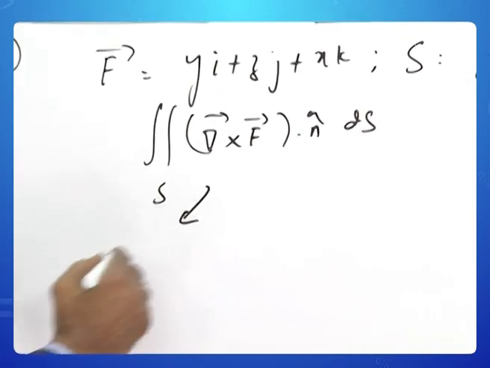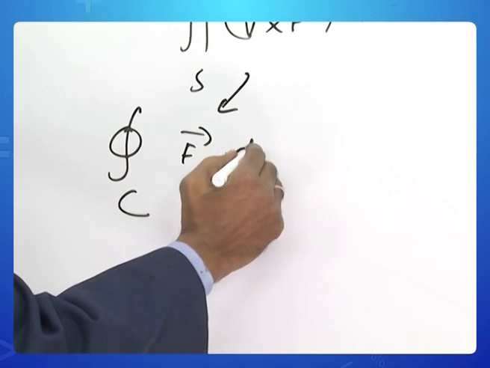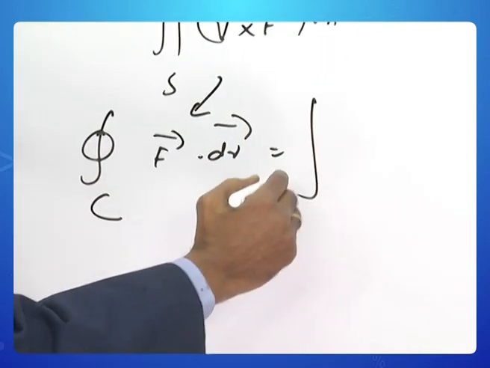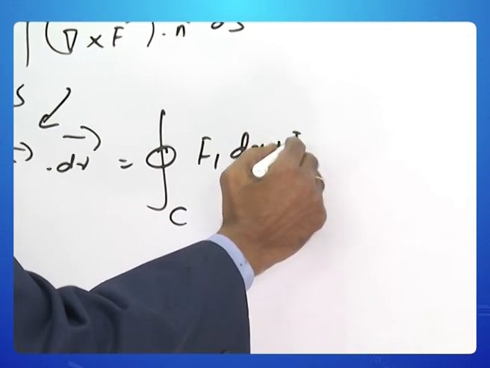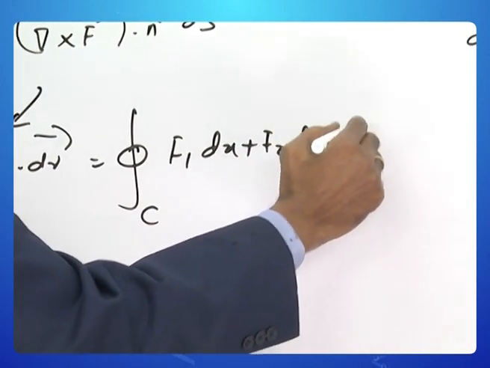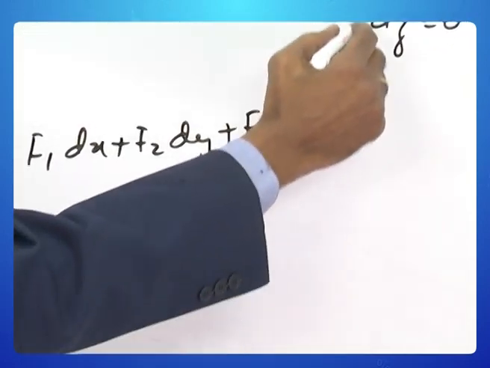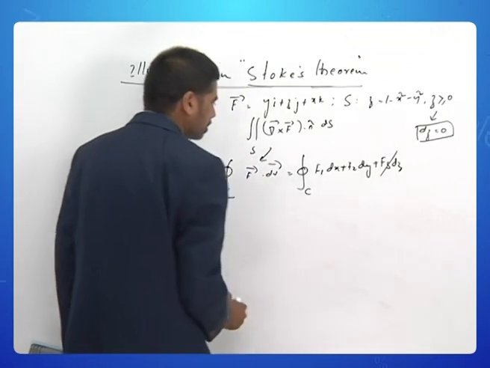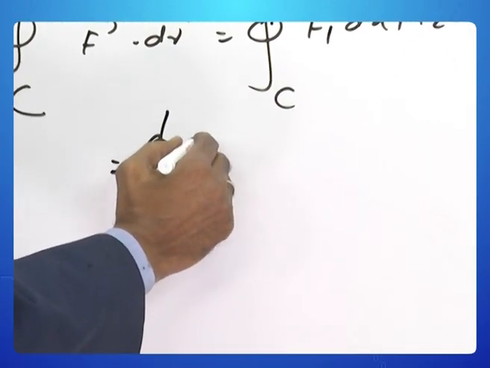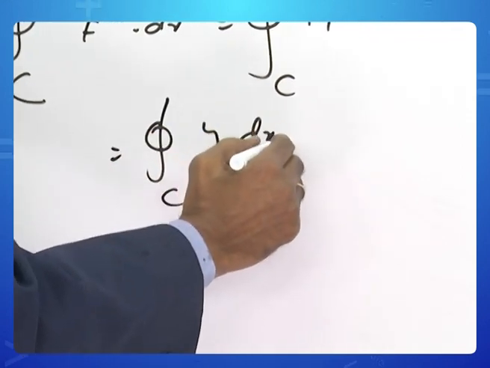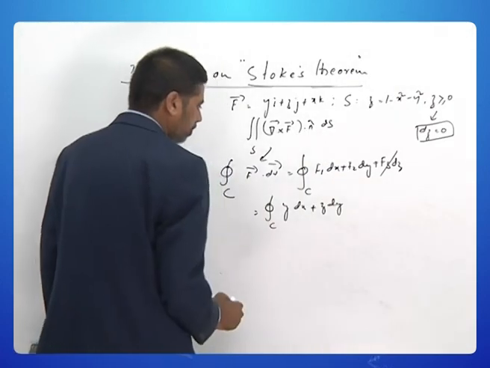So we'll convert this into a line integral f dot dr. So this would be f1 dx plus f2 dy plus f3 dz, but this will become 0 because dz is 0. So this will be closed line integral y dx plus z dy.